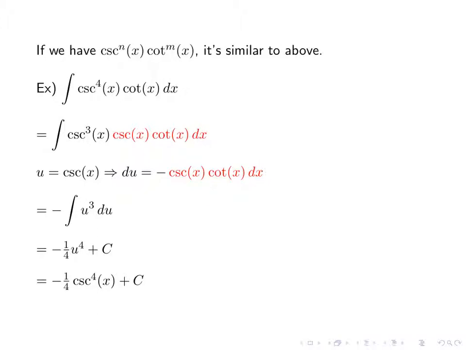So hopefully it's not too bad. You want to look for the derivatives that we already know. Things like secant tangent, cosecant cotangent, secant squared, cosecant squared. Okay, so just remember that integration is the opposite of differentiation, so use what you know from differentiation to help you with the integration.